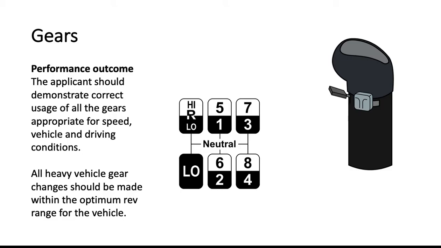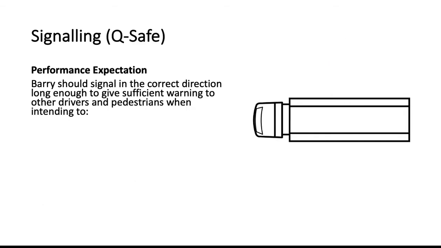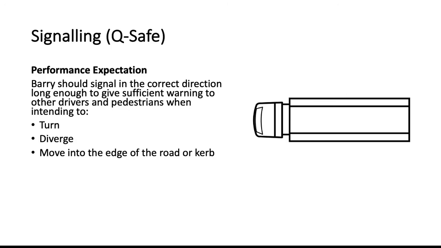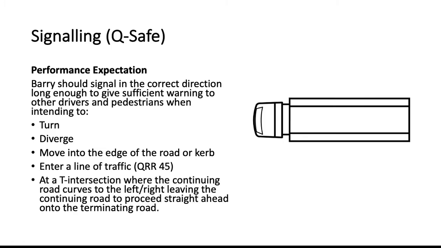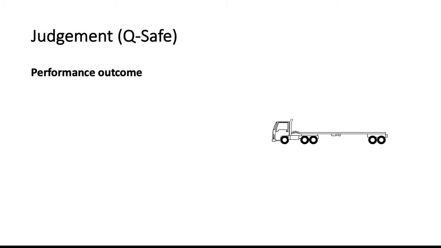So he needs to be more familiar with the gear pattern and the gear ranges as well. Signaling. Barry should signal in the correct direction long enough to give sufficient warning to other drivers and pedestrians when intending to turn, diverge, move into the edge of the road or curb, enter a line of traffic, and at a T section where the continuing road curves to the left or right, leaving the continuing road to proceed straight ahead onto the terminating road.